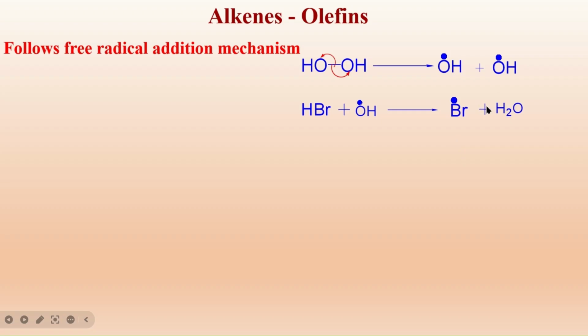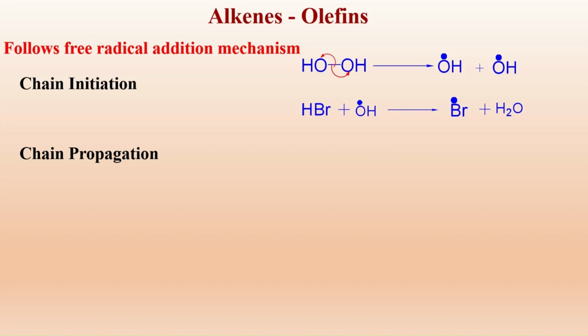This bromine radical is generated because of the presence of hydrogen peroxide as an impurity in the commercially available hydrogen bromide. This is the chain initiation reaction. The OH radical reacts with hydrogen bromide to give rise to the bromine radical, and this bromine radical is electron deficient and highly unstable, and it is the reaction intermediate. As they are unstable, they are highly reactive.